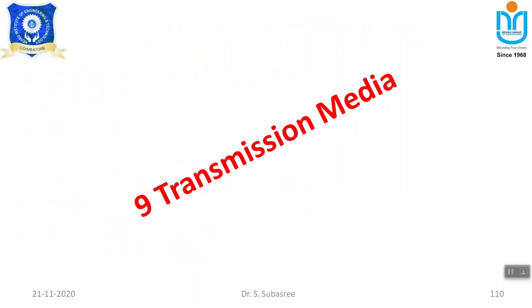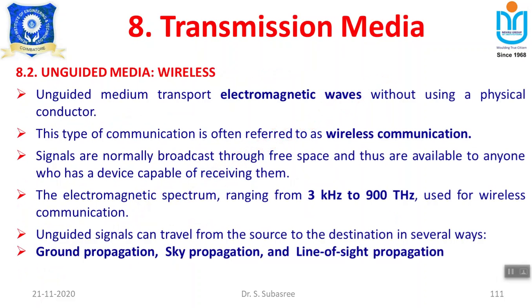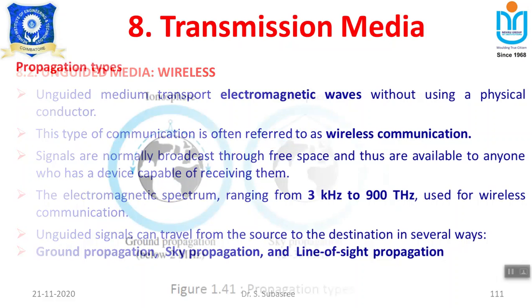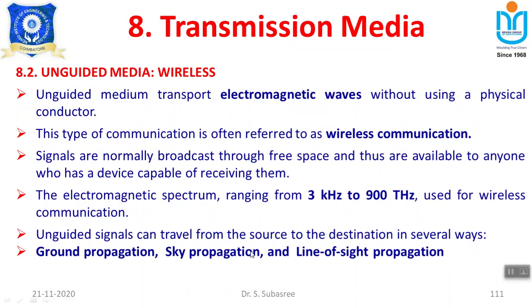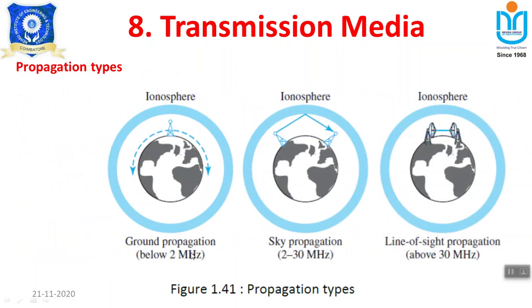And the last topic is transmission media. I already mentioned unguided media, right? Wireless media, electromagnetic wireless communication. We can do it in several ways, but generally it is classified into three categories: ground propagation, sky propagation, and line of sight propagation. These are the three different categories available under unguided media. As far as ground propagation is concerned, the frequency is less than 2 megahertz. The tower covers the area, and the coverage is calculated based on the ground.